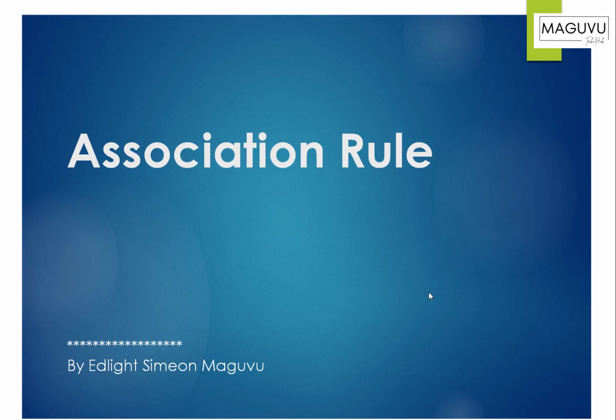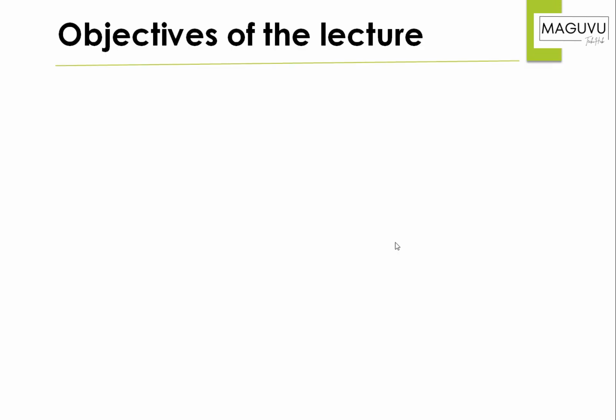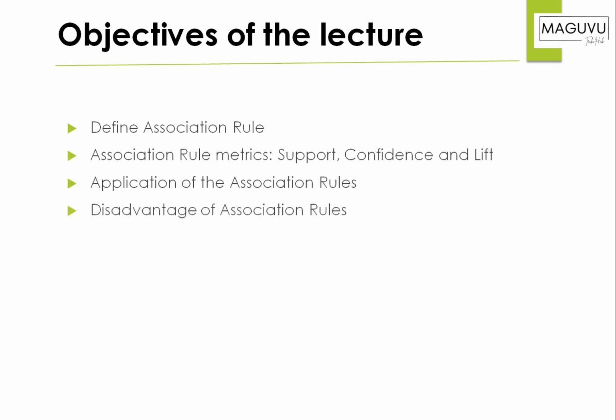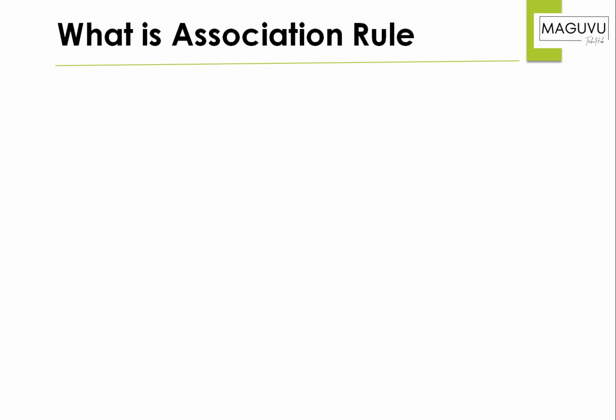Hi, today we want to focus on association rule, and the objective of this lecture is to define association rule. We would want to look at the matrix of association rules. We also want to see where association rules are applied, and then lastly we are going to look at the disadvantages of association rule.